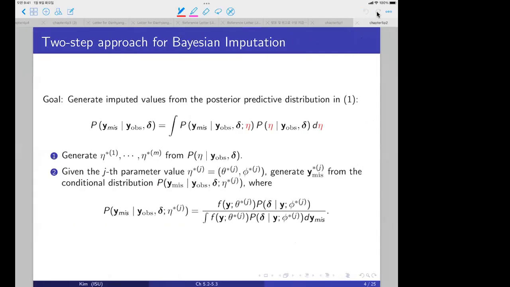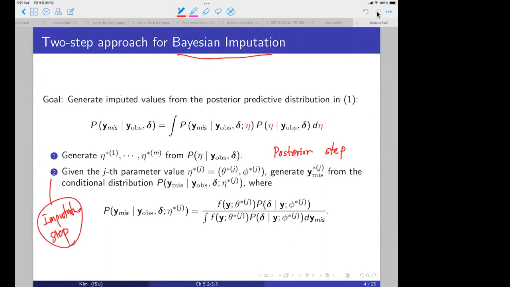Well, I covered this already, but just to repeat. The Bayesian imputation has 2 steps in it. The first step, we can call it the posterior step, which means that we generate a parameter from the posterior distribution. And then the second step is the imputation step, the I step.